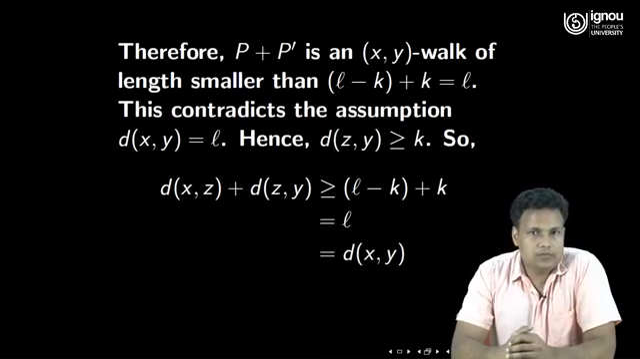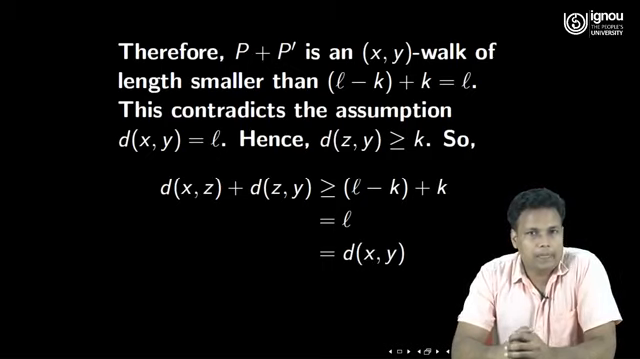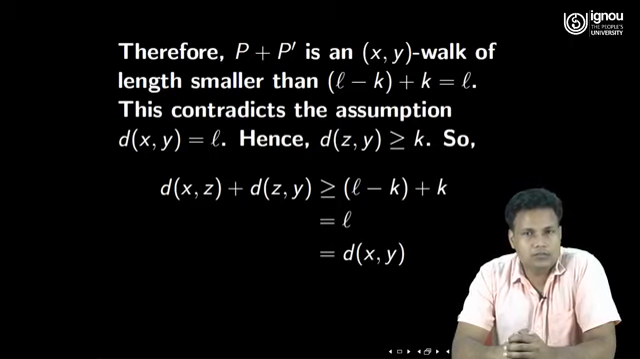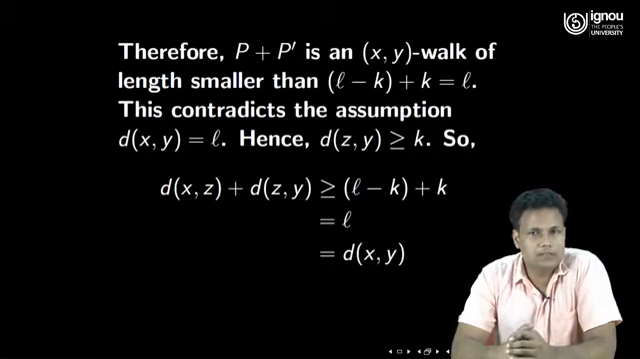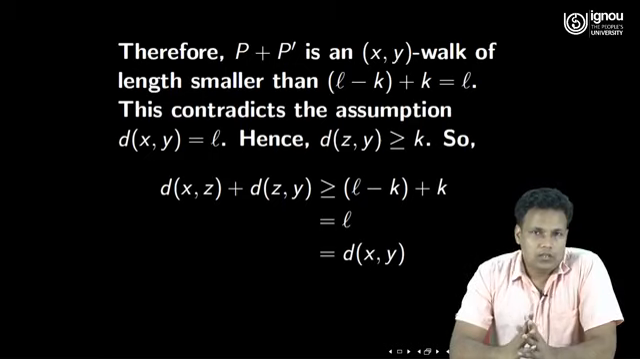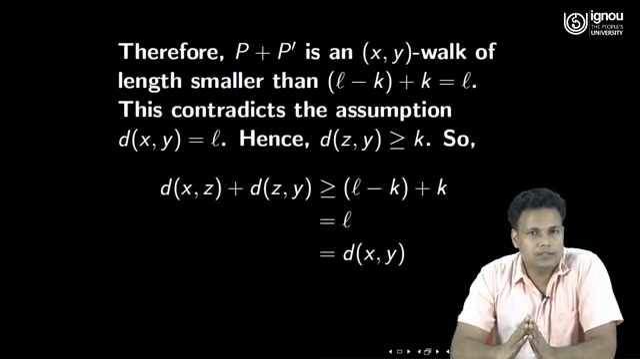Now the result follows from here easily. We have the distance between x and z plus the distance between z and y, which is at least L minus k plus k, which equals L, and which is equal to dxy. So this completes the proof. So these are the three basic properties we have seen which are satisfied by a distance function on a graph.